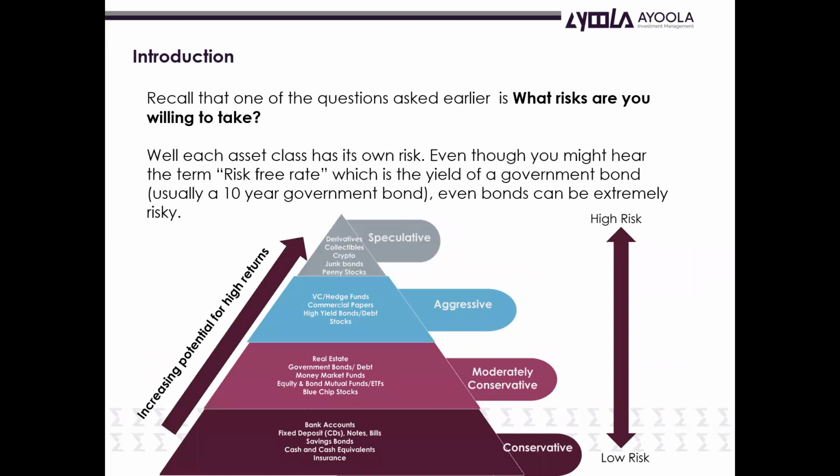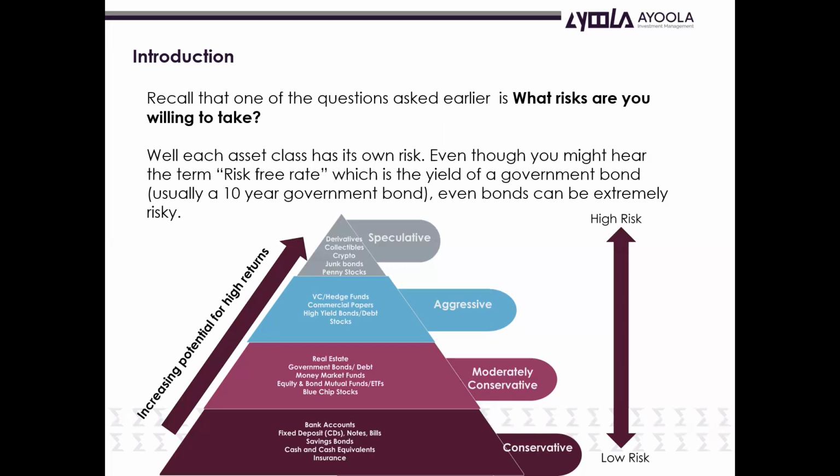Earlier, remember that we asked these questions: what risks are you willing to take? And every asset class has its own risk. Sometimes you would hear things like a risk-free rate, and essentially that is the yield of a government bond. Usually they would use a 10-year government bond. Sometimes people would use a 1-year treasury bill or a 3-month treasury bill. It all depends on the way your market is and how volatile things can get. But even when you're dealing with bonds, they can be very risky.